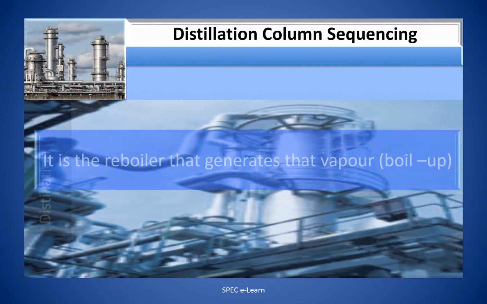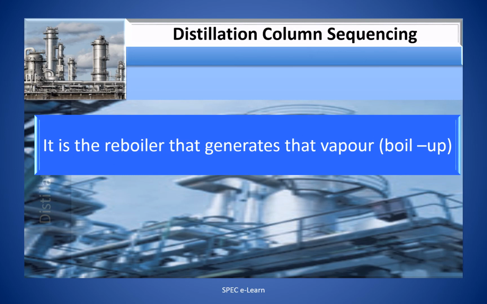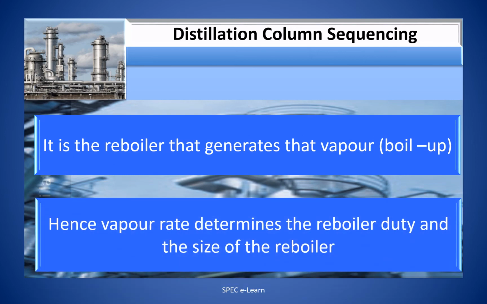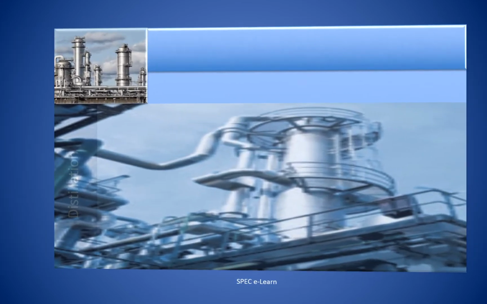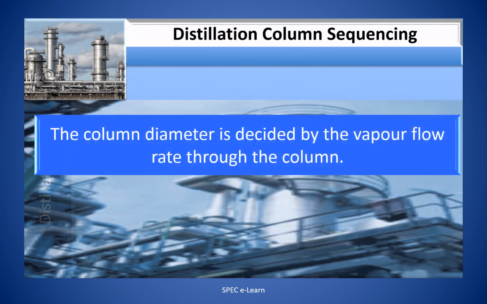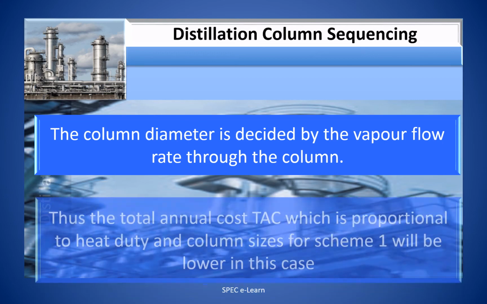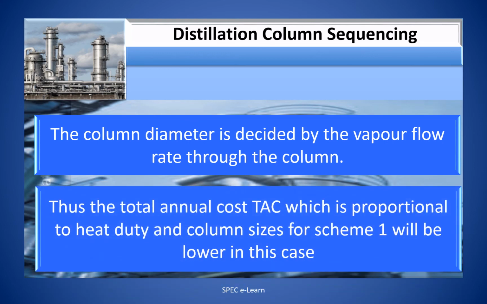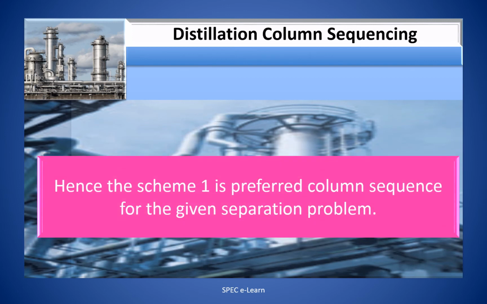It is a reboiler that generates a vapor, that is boil-up. Hence, vapor rate determines the reboiler duty and the size of the reboiler. The column diameter is decided by the vapor flow rate through the column. Thus, the total annual cost TAC, which is proportional to heat duty and column sizes, for scheme 1 will be lower in this case. Hence, scheme 1 is the preferred column sequence for the given separation problem.